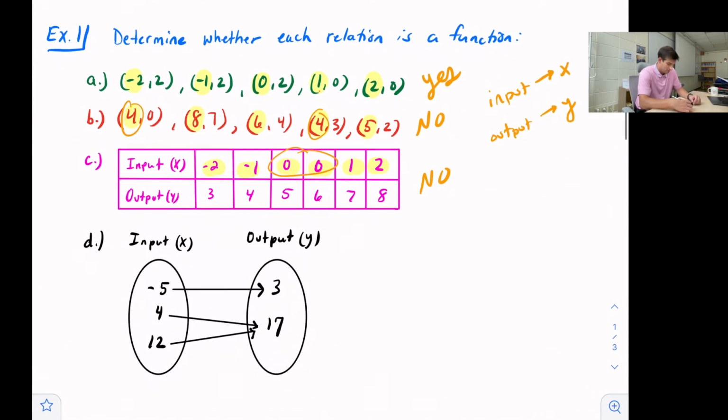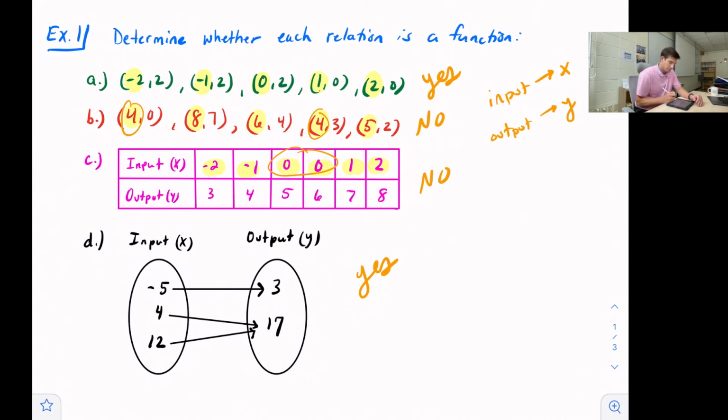And our last relation is a mapping diagram. We read this as (-5, 3), (4, 17), and (12, 17). So we would say, yes, this is a function, because we have three different inputs, and they each have their own output. We don't have an input that has multiple outputs.